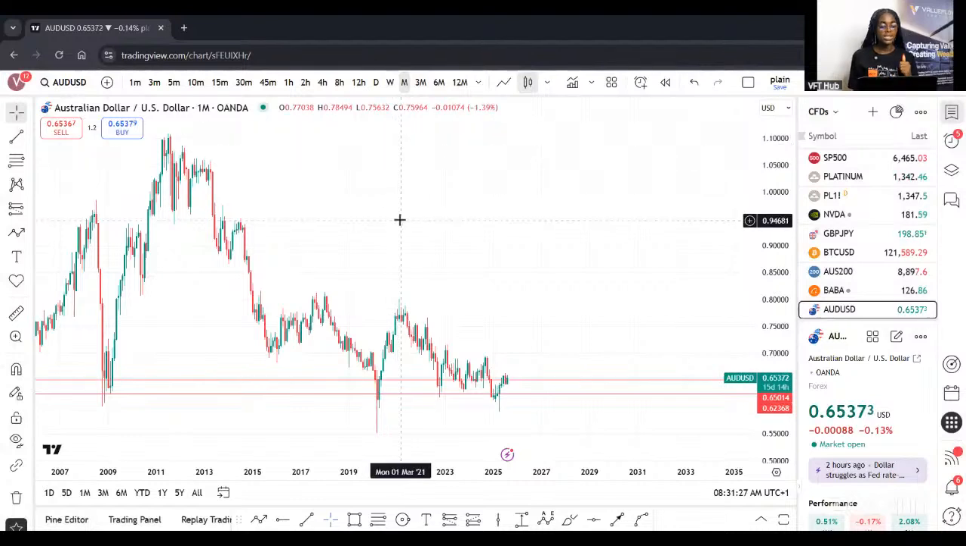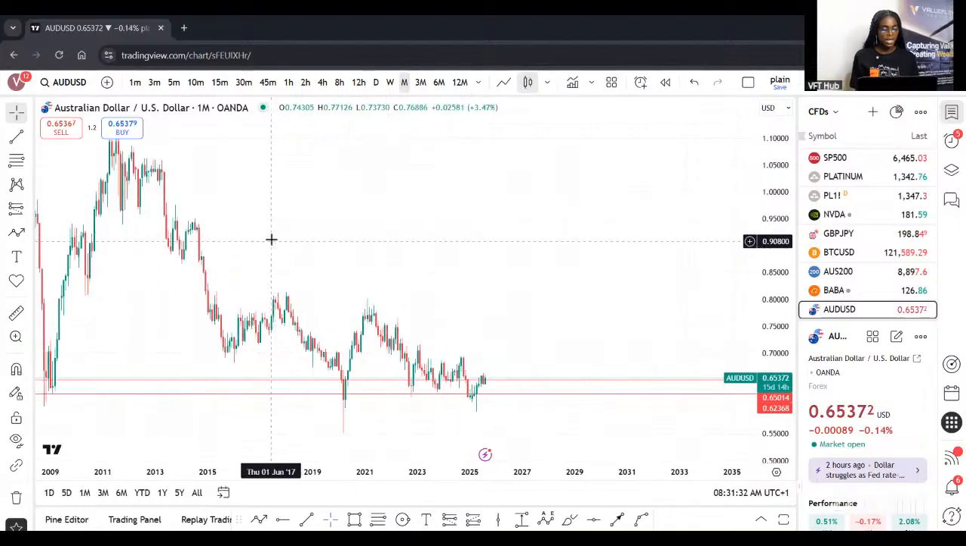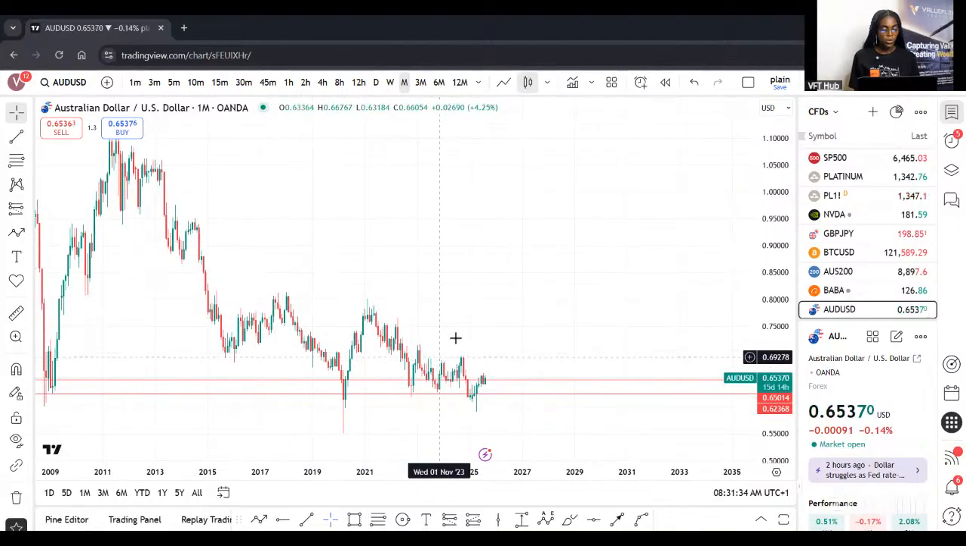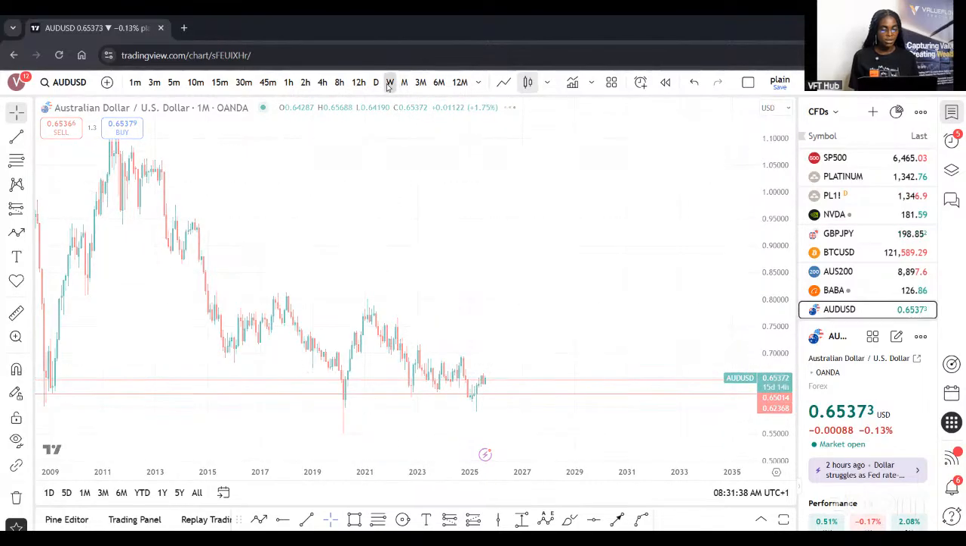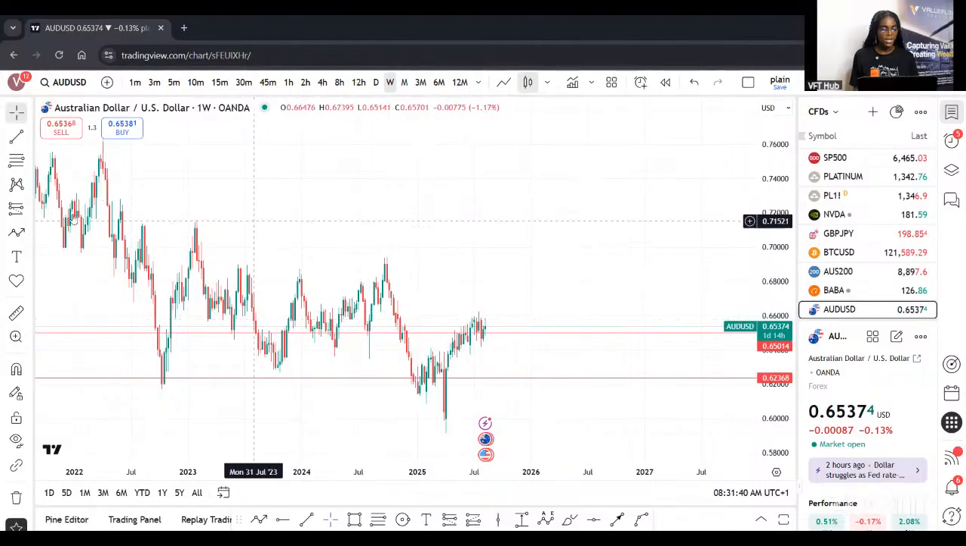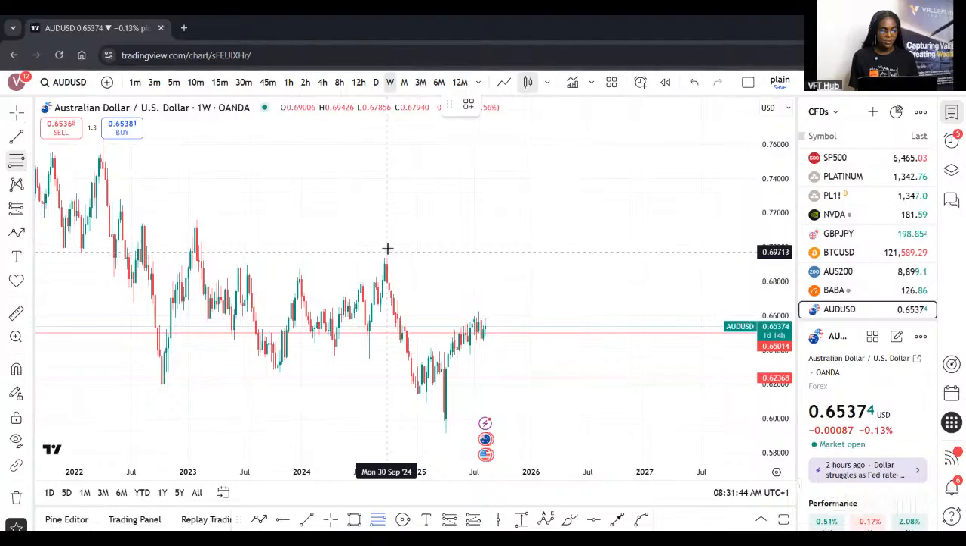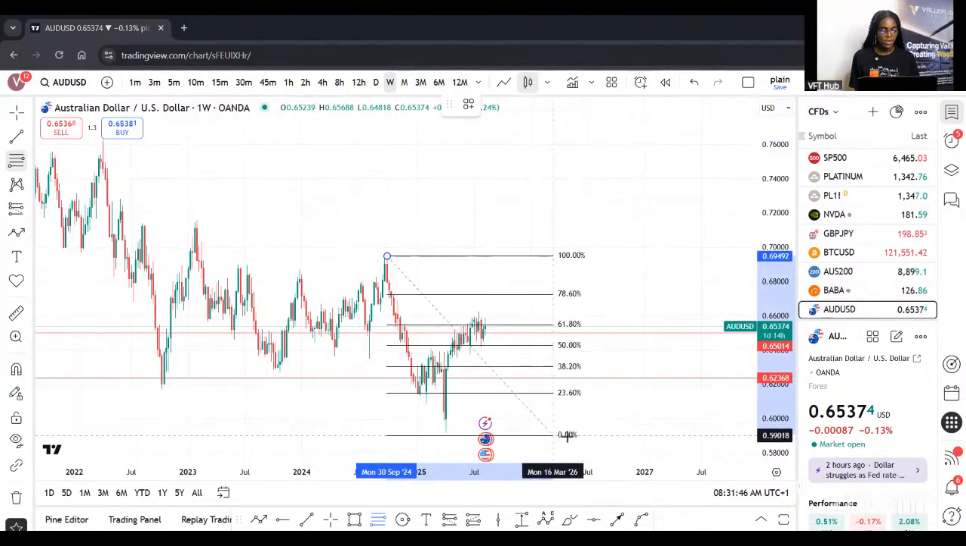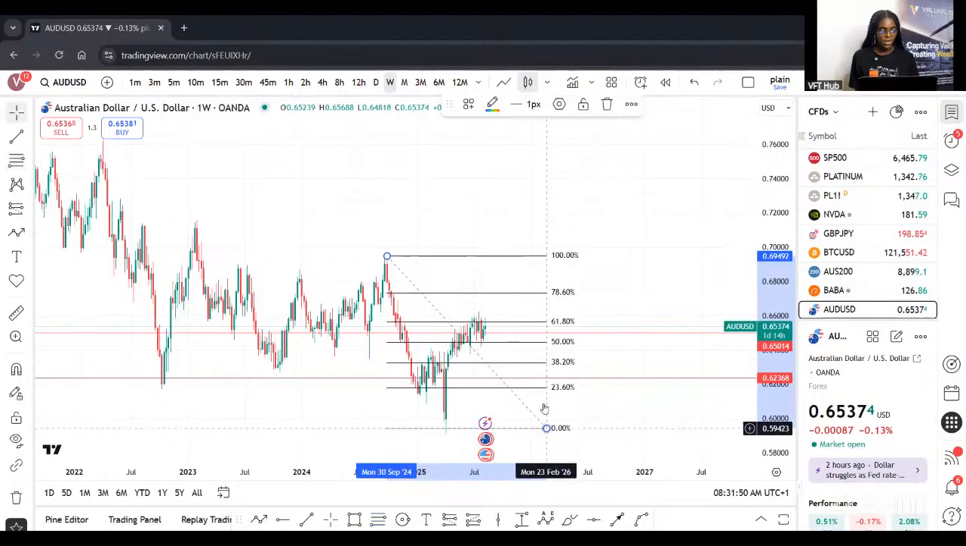Starting off with AUD USD on the monthly time frame, we've seen that price has been breaking lower. Nothing has really changed per se. On the weekly time frame, the overall direction is bearish, fibbing from point A to point B right here. It's quite sketchy. Price traded into the 61.8% fib level, and we're seeing some reaction at that point.